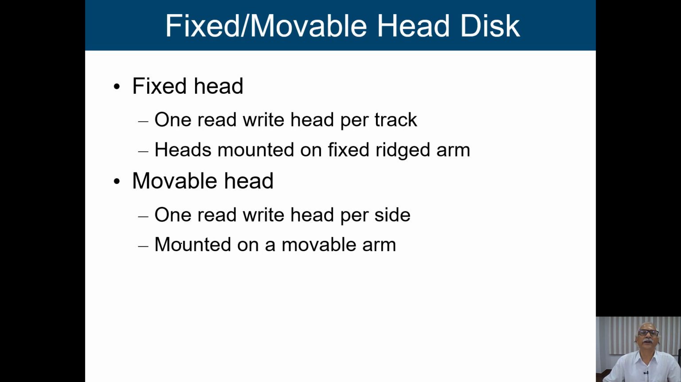So I have already said what a fixed and movable head disk is. In a fixed head disk, there is one read-write head per track, mounted on a fixed rigid arm. In the case of a movable head, there is one read-write head per side or per surface, mounted on a movable arm.